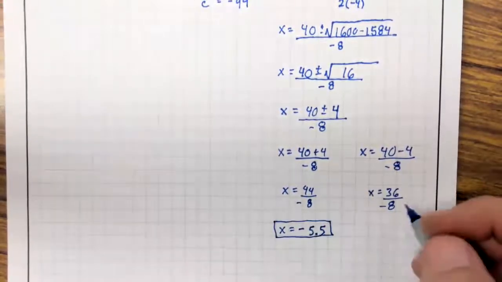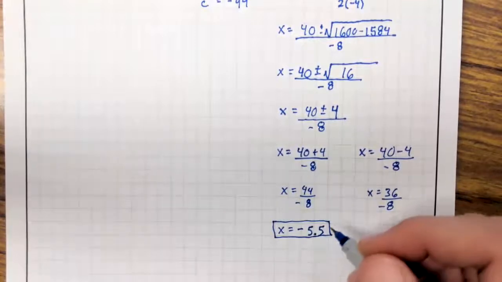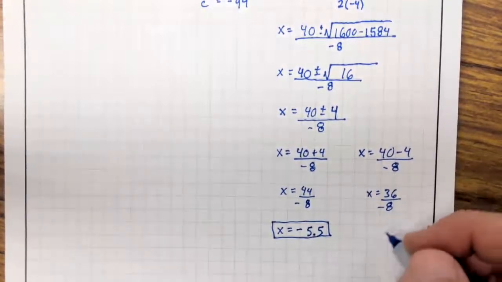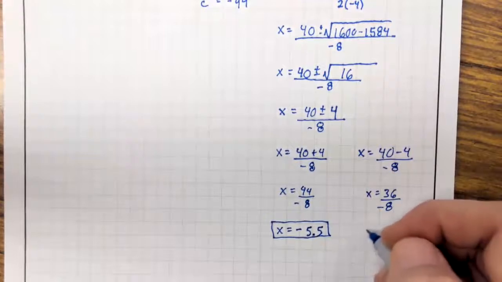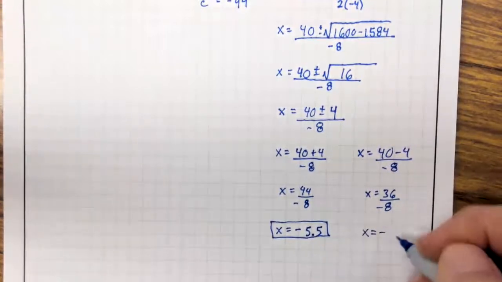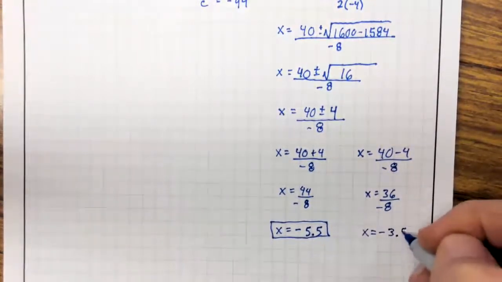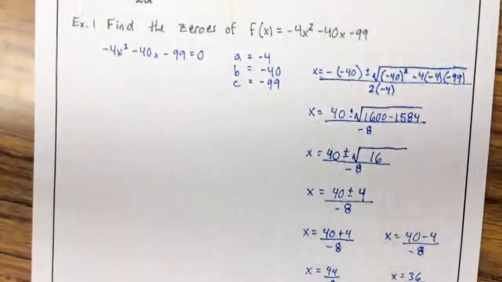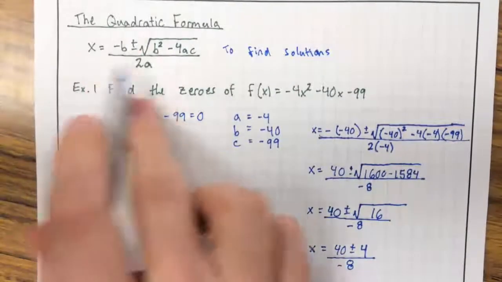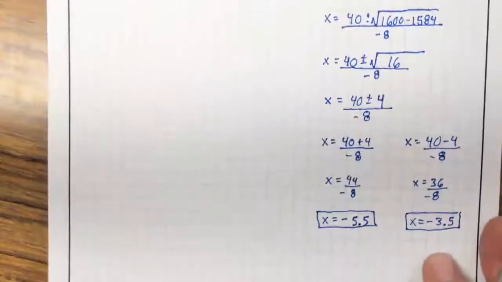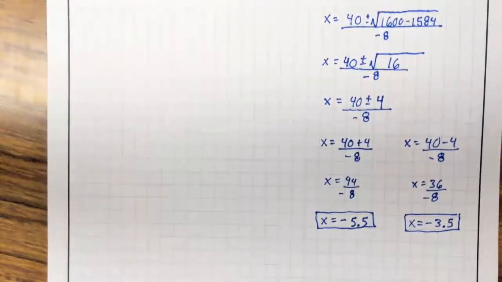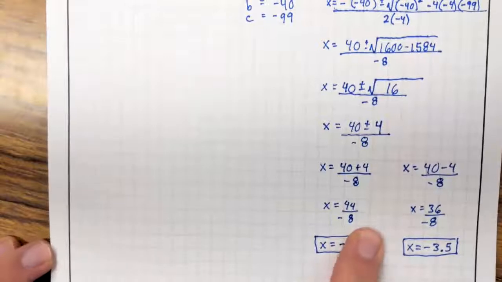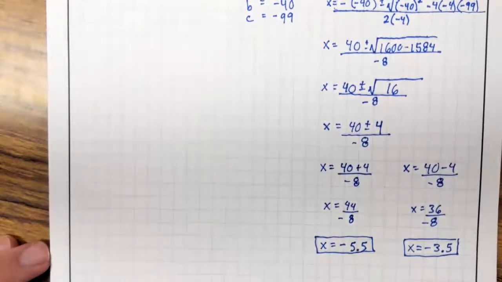All right, fantastic. We would not have been able to find that by factoring, right? And then this one, 36 divided by -8, that's going to give us -3.5. All right, and so hey, that is how you use the quadratic formula to solve an equation. Nothing more, nothing less. The process is rough, right? Like there's a lot going on there, but nothing about it is truly difficult.